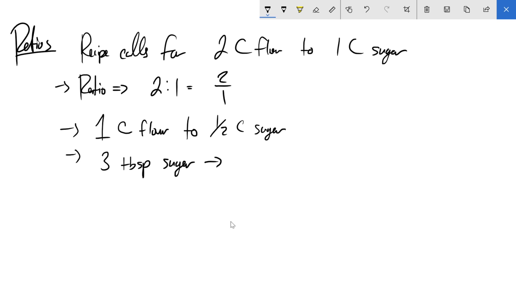Well, sugar, you need less sugar than flour. So let's say that I had this recipe and I was going to make it really small, and I have 3 tablespoons of sugar. I could still do the recipe. I'm just going to make a really small batch. But if I have 3 tablespoons of sugar, how much flour should I have based on the ratio?